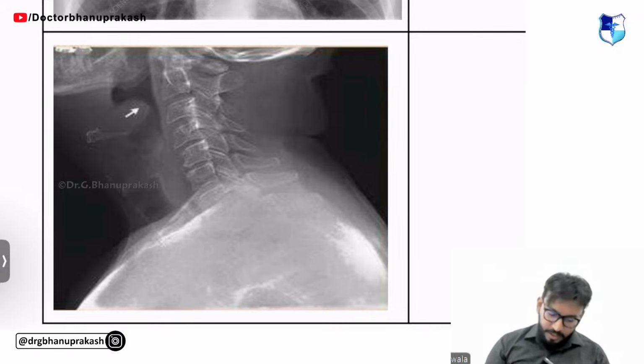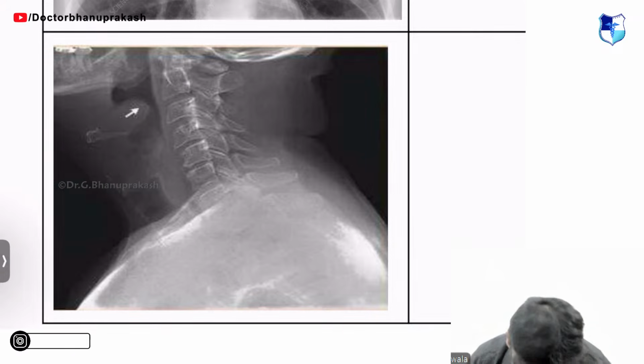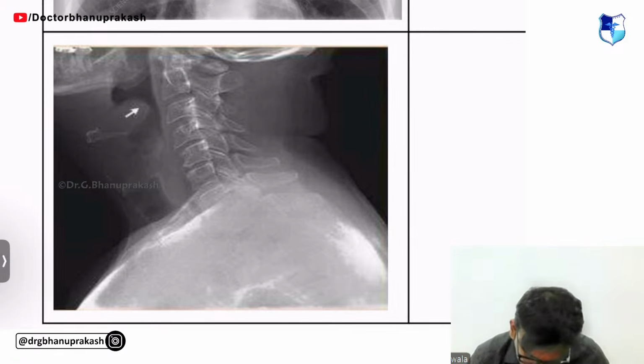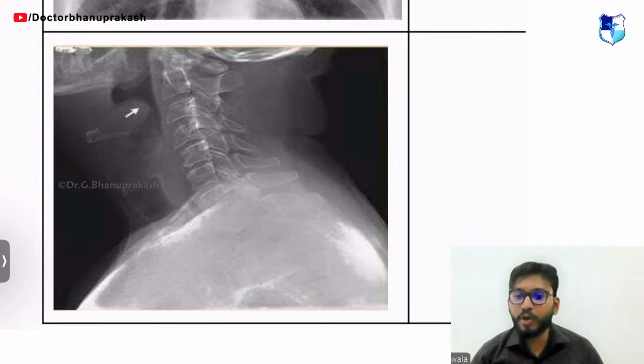Yes, air crescent sign. Thumb sign, Zenker's diverticulum. No, this is not Zenker's diverticulum. Thumb sign is right. Yes, this is the thumb sign of acute epiglottitis. Come on, guys. Yes, acute epiglottitis, thumb sign.